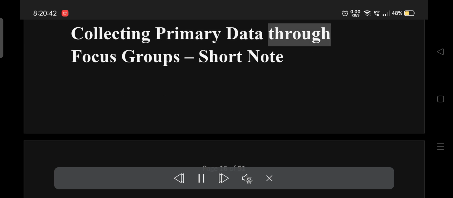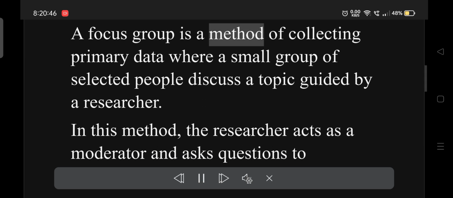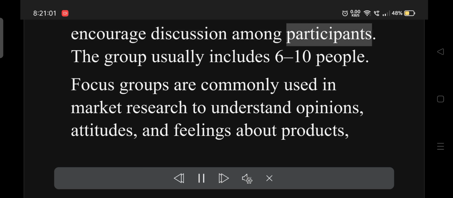Collecting primary data through focus groups, short note. A focus group is a method of collecting primary data where a small group of selected people discuss a topic guided by a researcher. In this method, the researcher acts as a moderator and asks questions to encourage discussion among participants. The group usually includes 6 to 10 people.